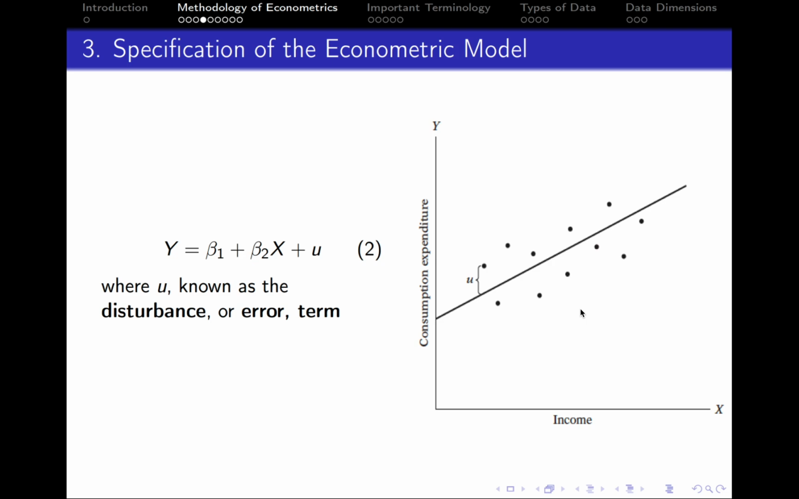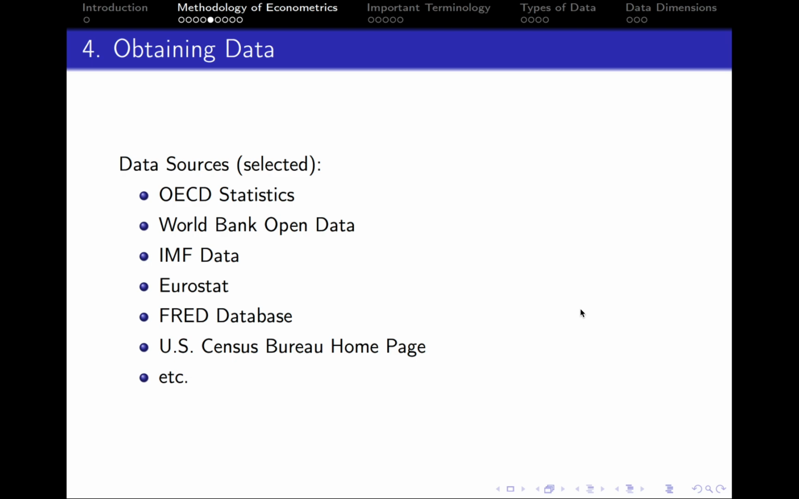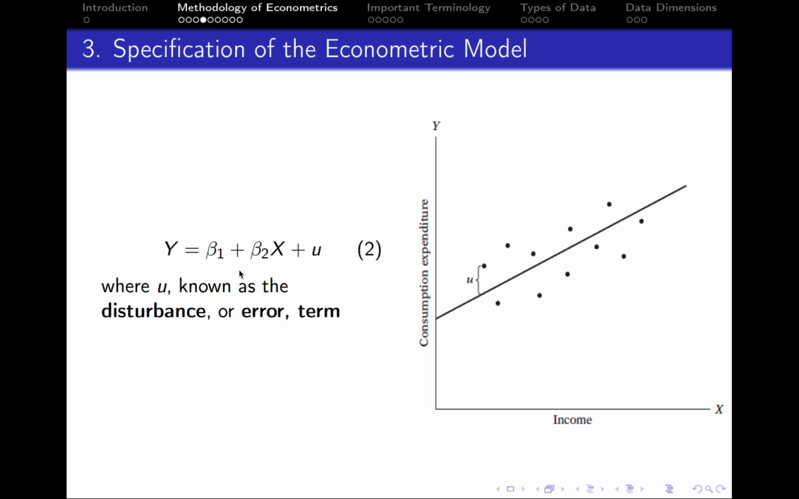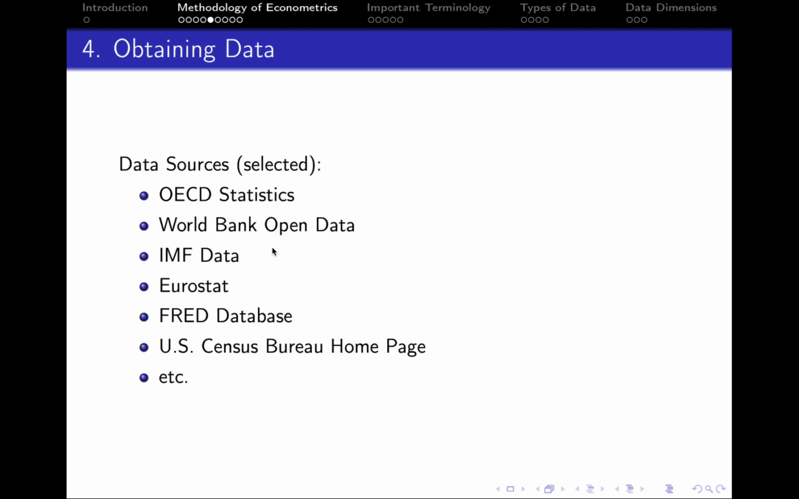So after we have specified the econometric model, we can move to the next step, which is obtaining data. So in our case, for our example, we need two variables. We need two data sets, the one for y, which is consumption, and for x, income. We can get this data easily from one of the mentioned data sources.